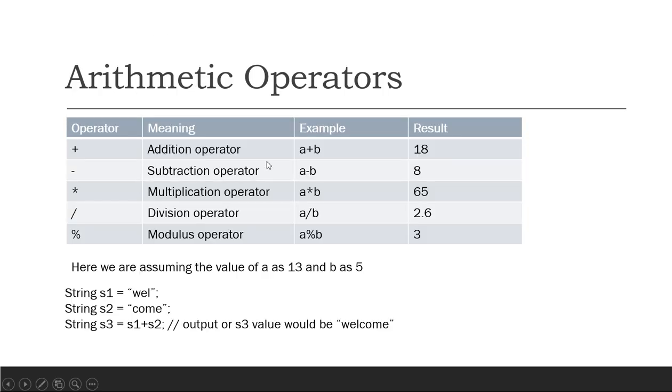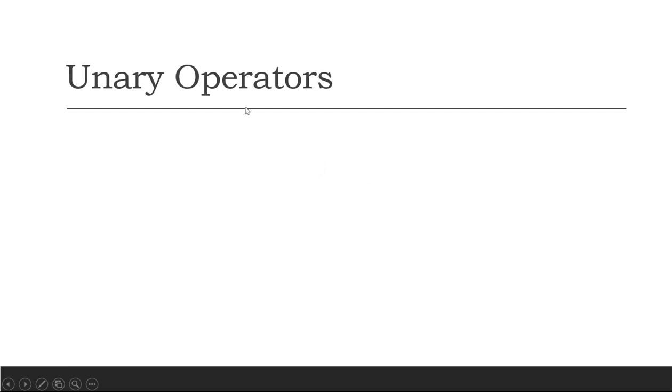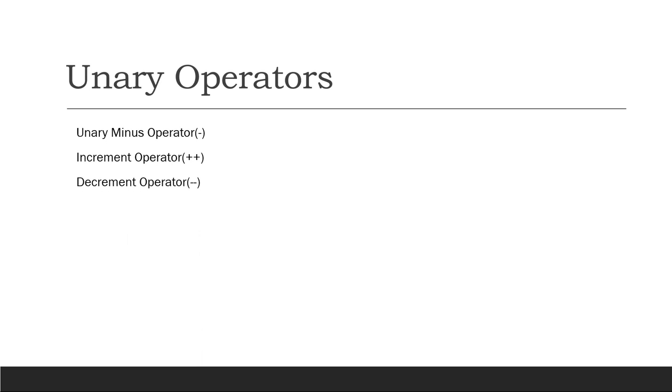Next operator is the unary operator. So what is a unary operator? As the name indicates, a unary operator acts on only one operand. A binary or arithmetic operation requires at least two arguments or two operands, but a unary operator requires only one. That's why it is called a unary operator. There are three unary operators available in Java. Let's see one by one. The first is the unary minus operator, the second is the increment operator, and the third is the decrement operator.